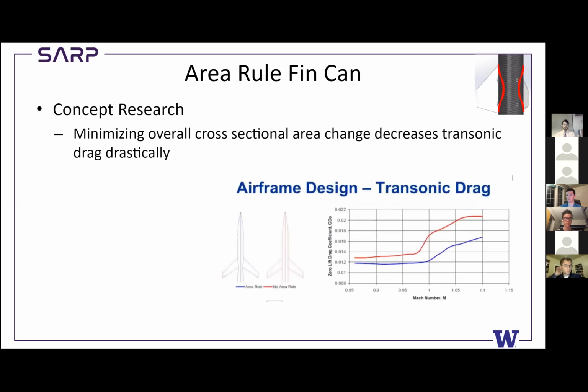Next slide, please. The concept's pretty straightforward. By reducing the width of the can, we can minimize the overall cross-sectional area at the fins. If you look at this graph, it's graphed as Mach number against drag. The red is the rocket without the area rule applied, and the blue is with the area rule applied. As you can see, there's quite a significant difference at transonic speeds, just before Mach 1 and after Mach 1, where there is a significant reduction in drag using the area rule. Next slide, please.